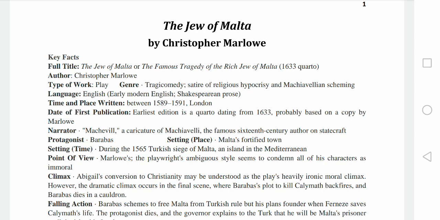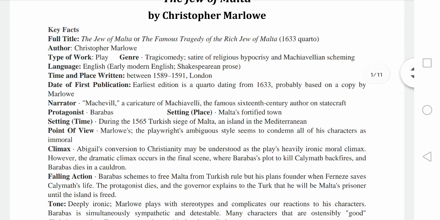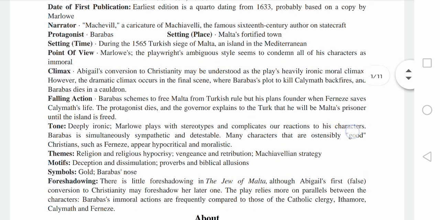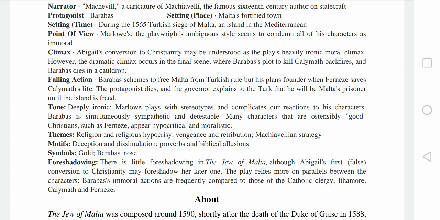It's really very famous, and it's Machiavel. It's a caricature of a Machiavel play, and it was very famous in the 16th century. Talking about the setting, it is during the 1565 Turkish siege of Malta, an island in the Mediterranean Sea, so you can feel the plot. It's very important. Some of the climax and falling action tone is very important.